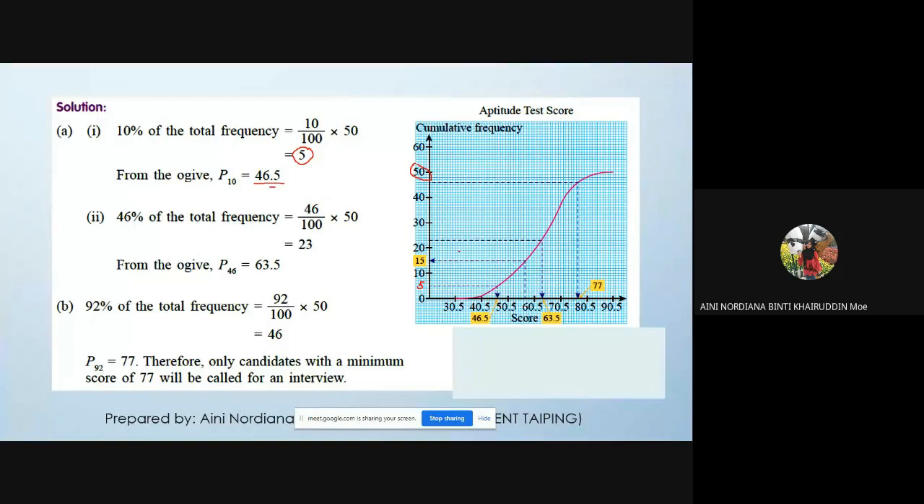Boleh cari lagi kecil lagi lah. Kalau you guna kuartal, you hanya boleh 1 over 4 sahaja. Kalau percentile, boleh cari banyak. Okay, 46% of the total frequency, so 46 over 100 times 50, you get 23. So from the graph, cumulative frequency 23 here. So to the graph and to the x-axis, so here is 33.5.